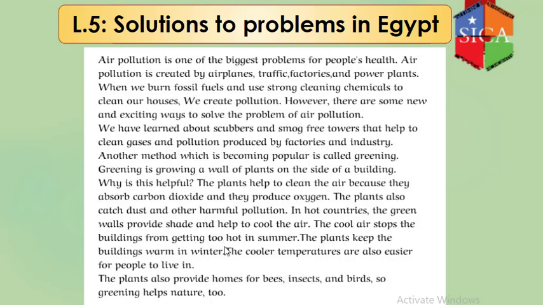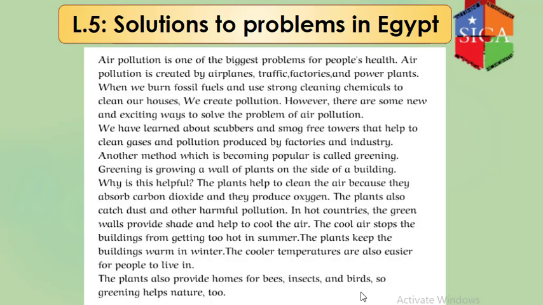The plants keep the building warm in winter. The cooler temperatures are also easier for people to live in. The plants also provide homes for bees, insects, and birds. So greening helps nature too. So plants not only help people to live in cooler weather, but also help other creatures or living organisms to live. Plants are homes for bees, insects, and birds.